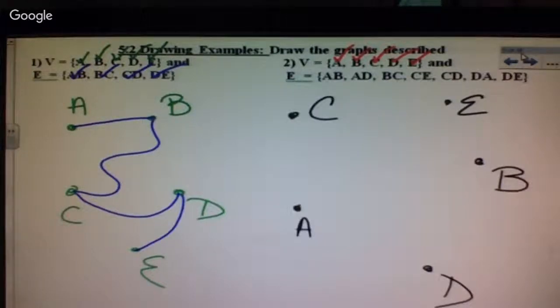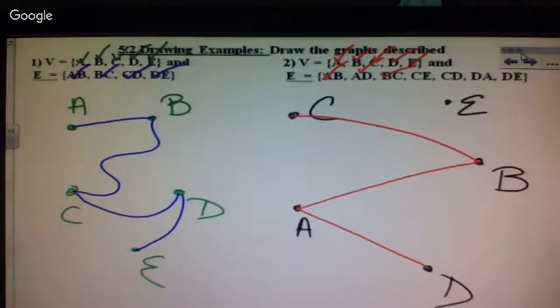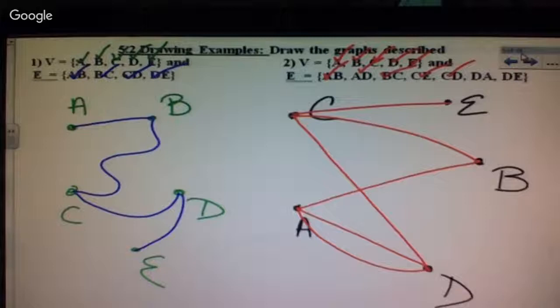The first thing my edge set wants us to do is connect A to B. Bam. Then it says, I want you to connect A to D. All right, there it is. Check. Now they want you to connect B to C. Check. C to E. Check. C to D. Check. D to A. And D to E.